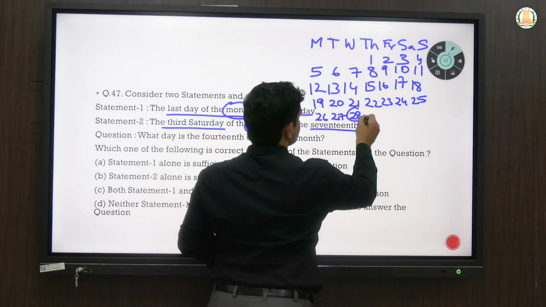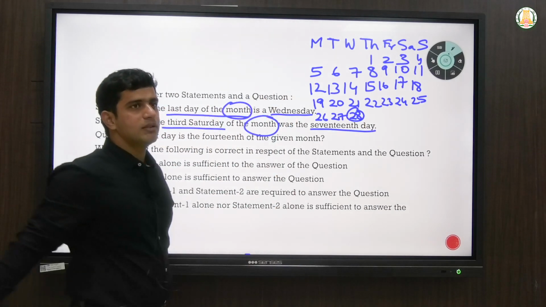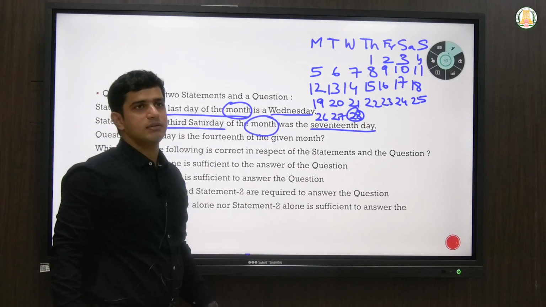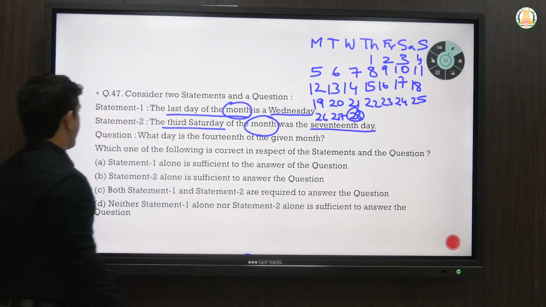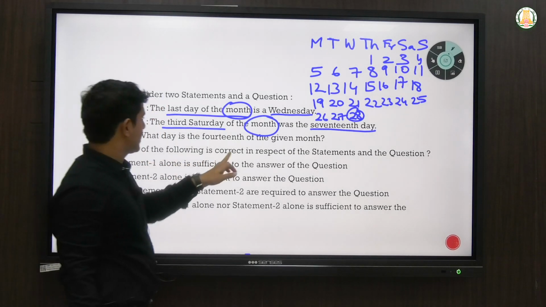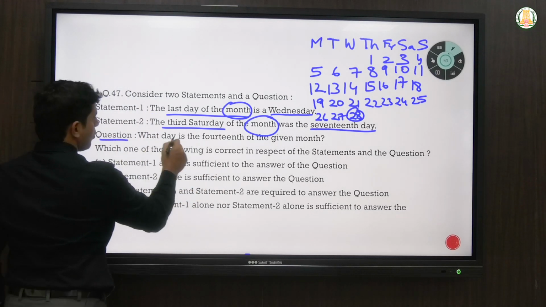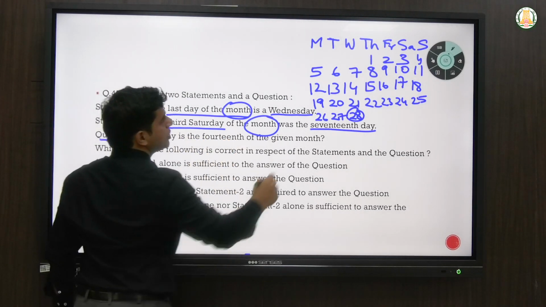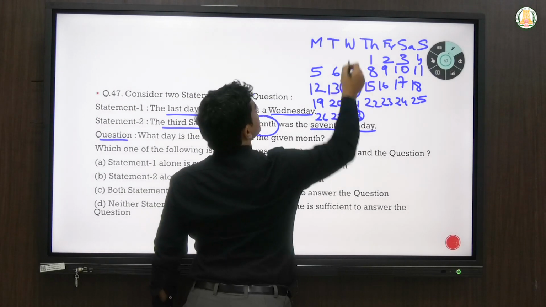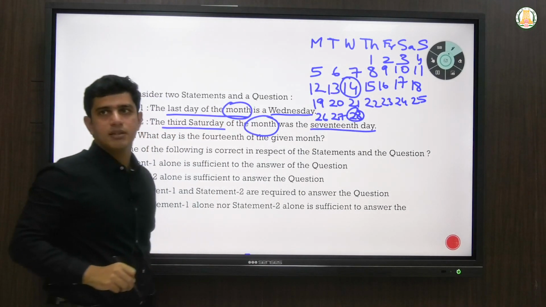Okay, based on statement 1. So this is your month. Now can you tell me which month it is? It has to be February. Okay, now what is he saying? Which one of the following is correct in respect of the statements and question? So the question is, what day is the 14th of the given month? So 14th is here, that is Wednesday.